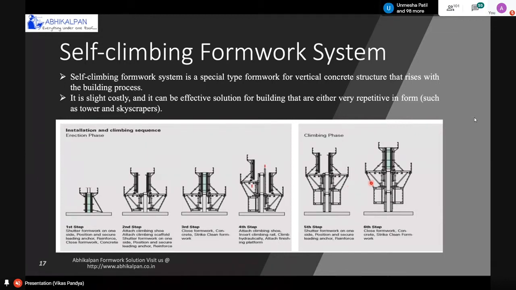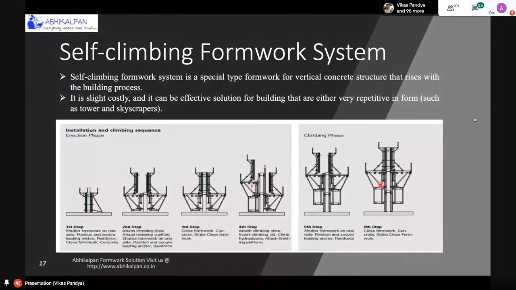Then one limitation you can consider is that you just need a simple structure for this formwork system also. If you are having a balcony projection or chhajja projection in the surface, then we will definitely not be able to use this formwork system.